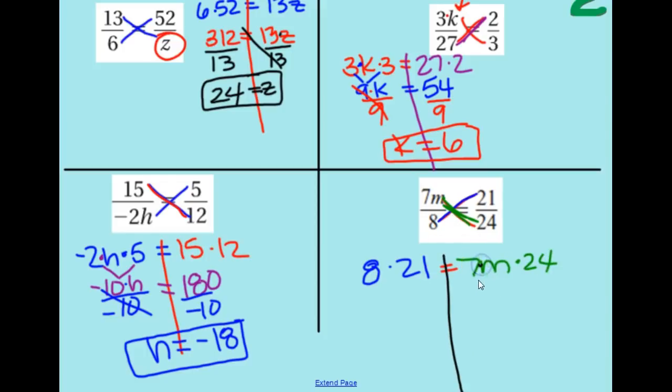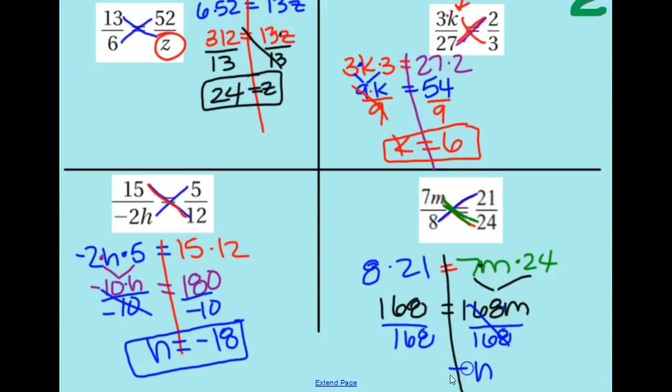Well, this is just multiplied, so we can really multiply 7 times 24. So 7 times 24 gives us 168 with the m. And then 8 times 21 gives me also 168. But we need m by itself. The opposite of multiply is divide. So we have m equals 168 divided by 168, which is really just 1.